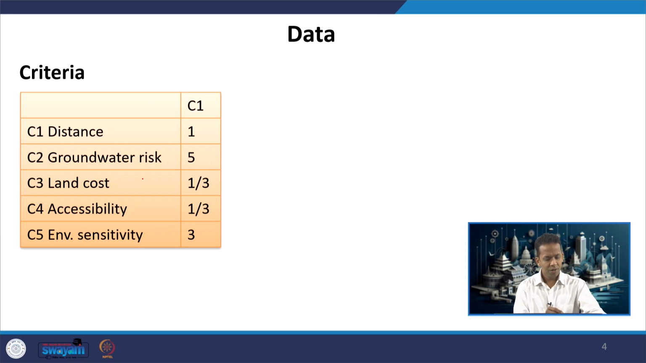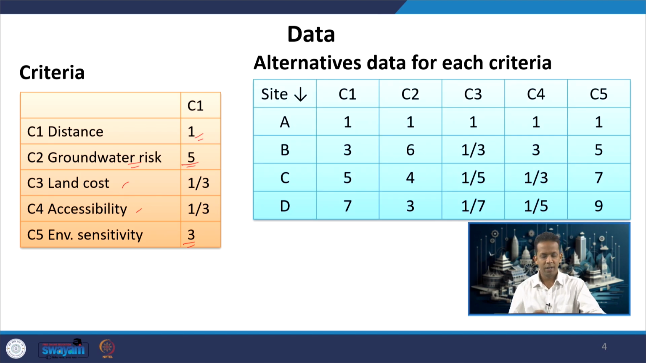So, it shows here clearly that the highest weightage is given to the groundwater risk, followed by environmental sensitivity, then distance, and last, cost and accessibility to the road. And under each criteria, the preferences of these 4 sites are given.